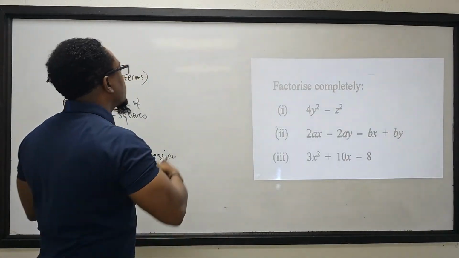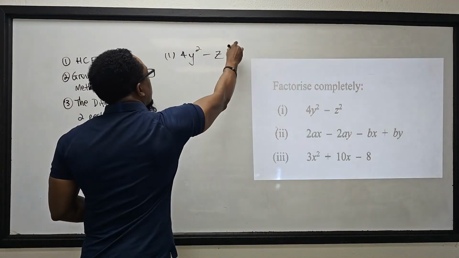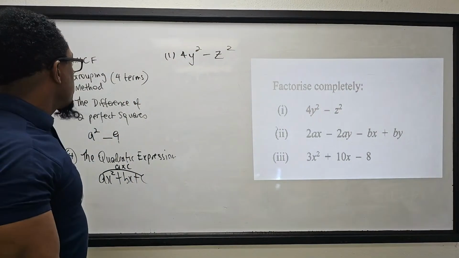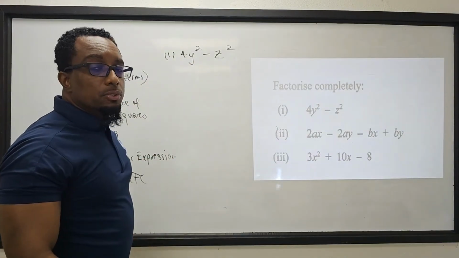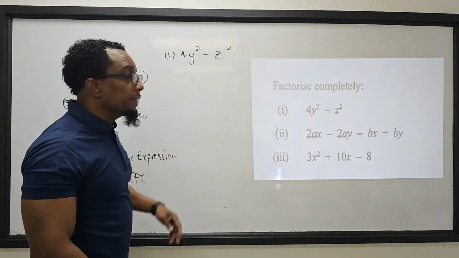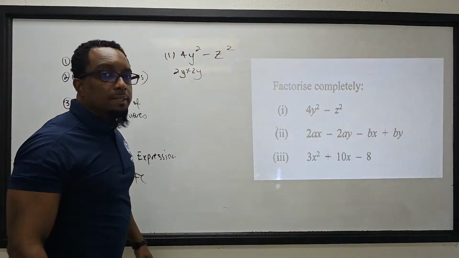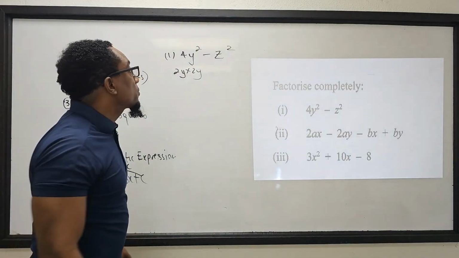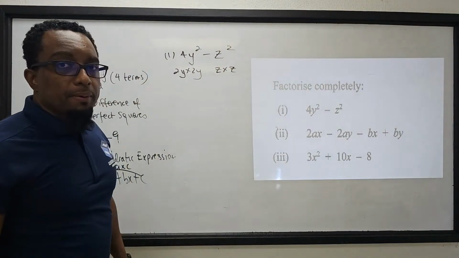Right, so 1, factorize 4y squared minus z squared. The method we're going to use is the method of the difference of two perfect squares. Each of the terms are perfect squares. So this is 2y by 2y. That's why 4y squared is a perfect square. And z by z. That's why z squared is a perfect square.